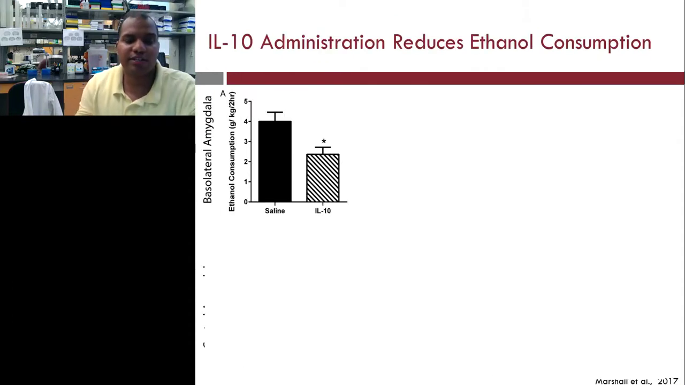Likewise, when we use another anti-inflammatory, interleukin-10, we saw that IL-10 reduces ethanol consumption in the BLA. That reduction in ethanol consumption also resulted in a decrease in BECs. Again, there was no change when we gave sucrose and no differences when we looked at giving it in the central amygdala.